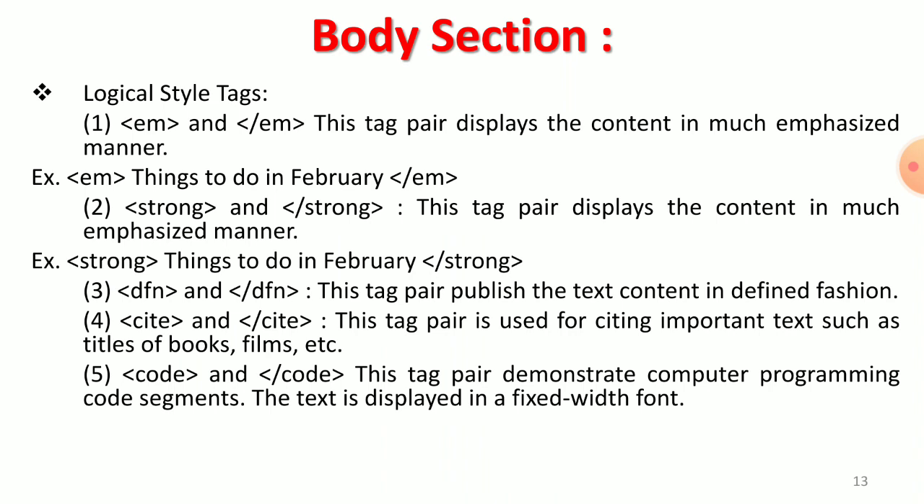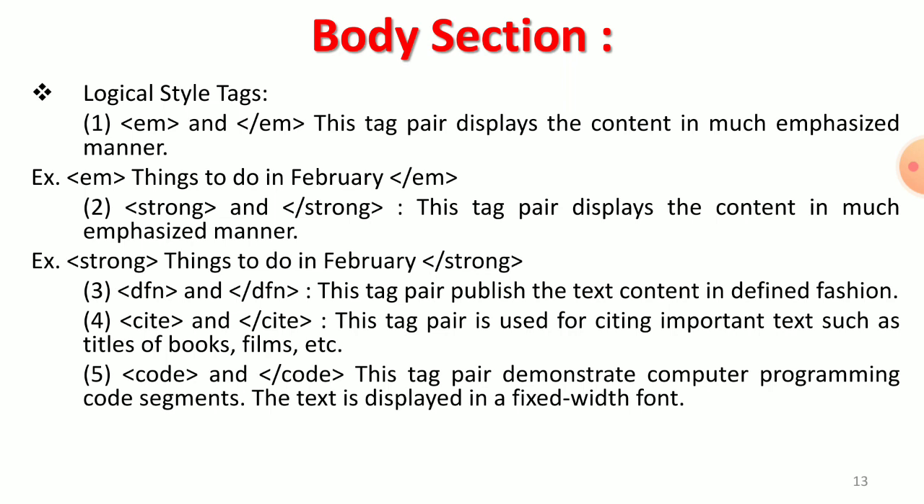Various logical style tags, with examples, are displayed one by one. First is em and slash em. This tag pair displays the content in an emphasized manner. Important things, such as what must be done and what is important, can be displayed using these tags. That is the example of em: Things to do in February, slash em. That means it must be done, and this is the use of the em tag.